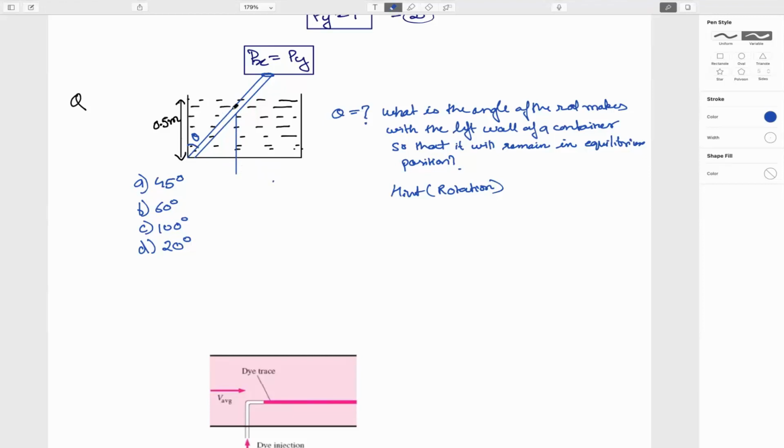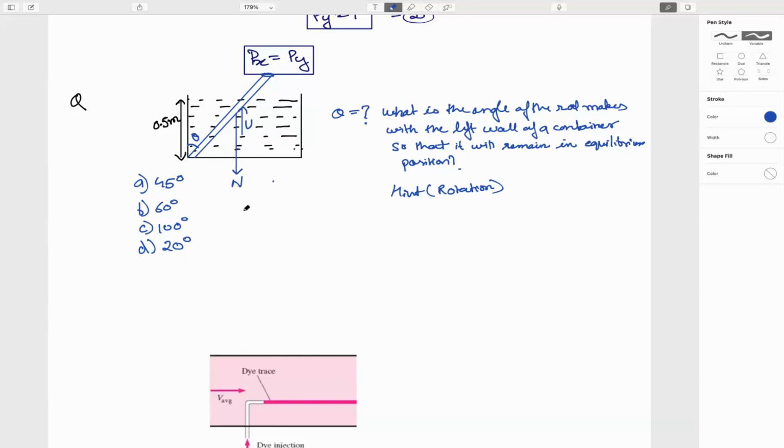So if this is balanced, let's consider this. This is at angle theta, that is balanced. So its weight in this direction should be balanced by the upthrust. So its weight is like this, and upthrust is like this. So weight is balanced by upthrust, that is the simple concept. Then what's the difficult part in it?